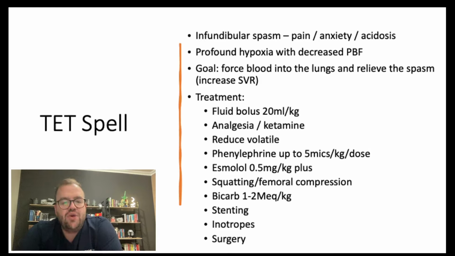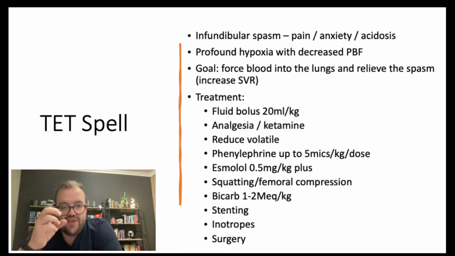Phenylephrine, 5 mics per kilo every minute as needed. Esmolol, 0.5 milligrams per kilo as needed boluses. And remember why? Because the infundibulum has got beta receptors, and so by giving a beta blocker, you help the infundibulum to relax. Squatting or femoral artery compression increases the SVR significantly, and that forces blood back into the lungs. If we are really struggling and we really have a problem, then we can stent that infundibulum.